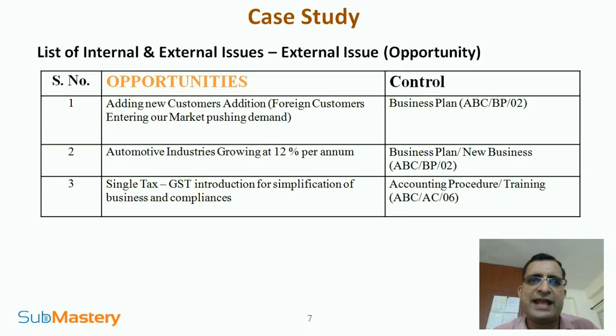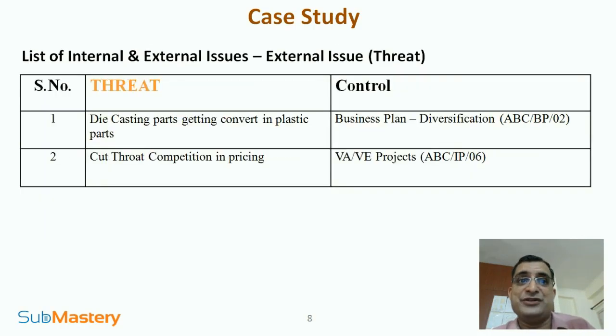In the similar way as we have identified these opportunities, we need to identify the threats. For this case, number one, die casting parts getting converted into plastic parts, which is a threat for this die casting manufacturer. And number two, cutthroat competition. There is too much competition in pricing, so they identified that they need to have VAVE projects, value addition, value engineering projects in place, so that they can counter the threat from the competitors.